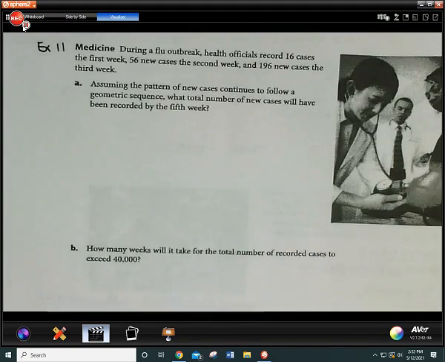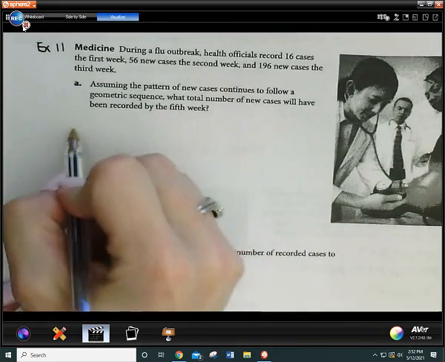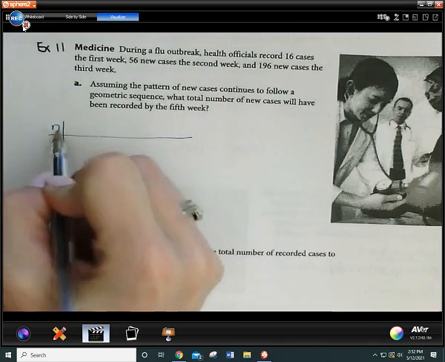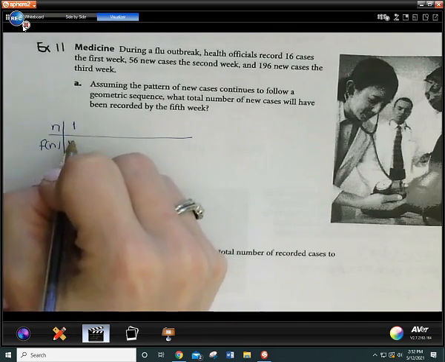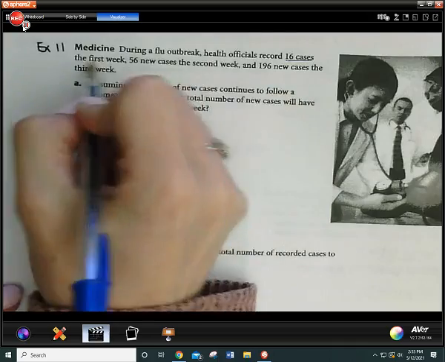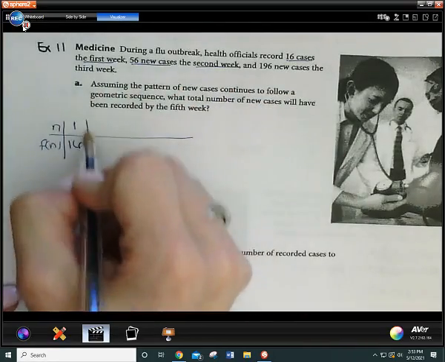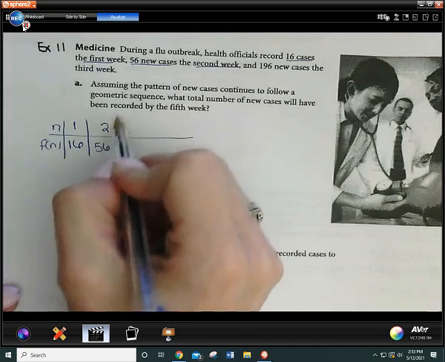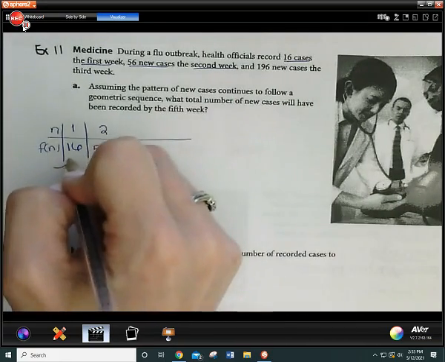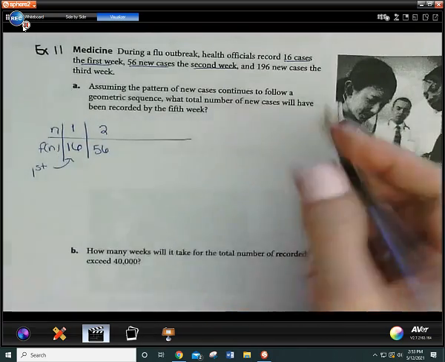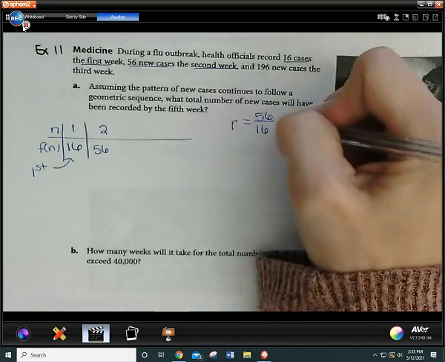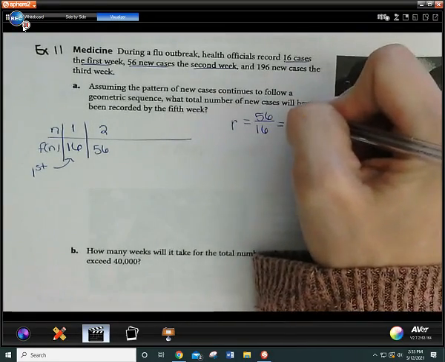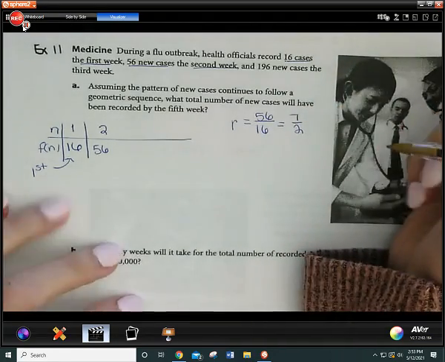Okay, let's look at the next one. All right, so we have 16 the first week, 56 the second week. Okay, that's really all I need. So I know that's my first term. My r is 56 over 16. So divide those both by 8, so we get 7 halves as our common ratio.